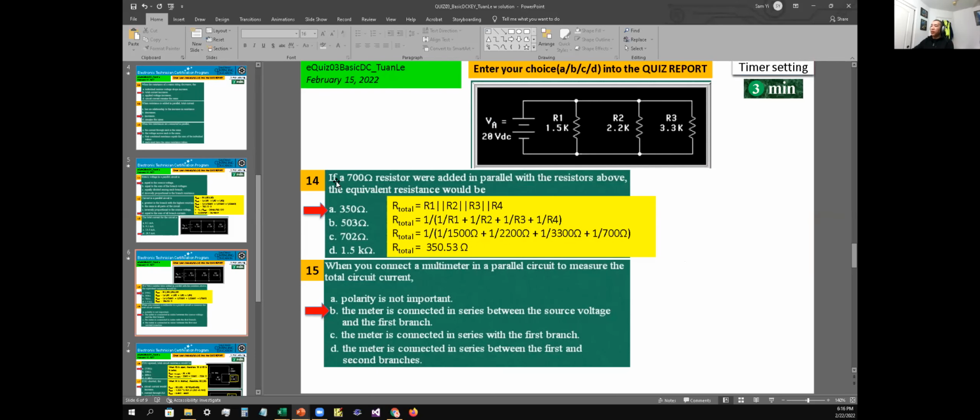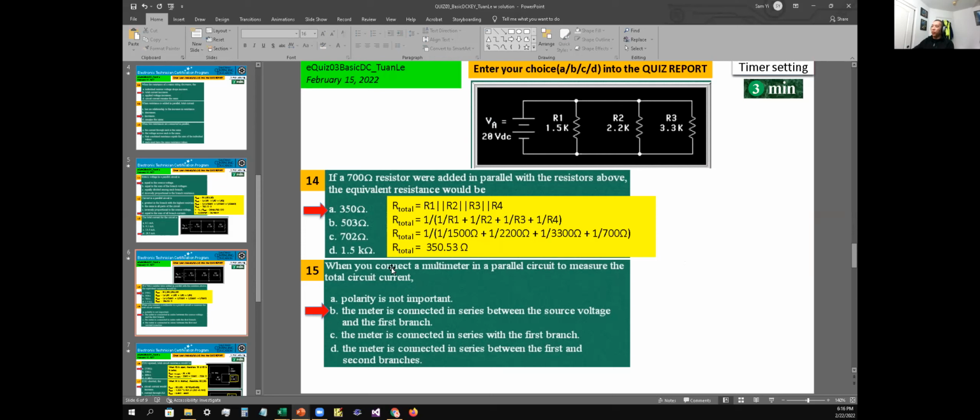Okay, number 14. If a 700 ohm resistor were added in parallel with the resistors above, the equivalent resistance would be... okay, so now we've got R1, R2, R3, and then we're going to add another one that represents R4, which would be 700 ohms. So R1 parallel R2, parallel R3, parallel with R4. If you do that calculation, your equivalent comes to about 350.53 ohms, so the answer is A as in apple for number 14.